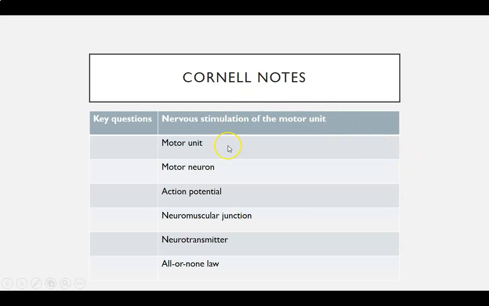For your Cornell notes, you need to ensure you have notes on motor unit, motor neuron, action potential, neuromuscular junction, neurotransmitter, and the all or none law. Please have it set out like this, and please ensure you've got key questions which pretty much have the description of a motor unit. We're trying to give you the answer motor unit, the question here trying to give you the answer motor neuron, and so on. Please ensure you make clear and precise notes on this topic for me.